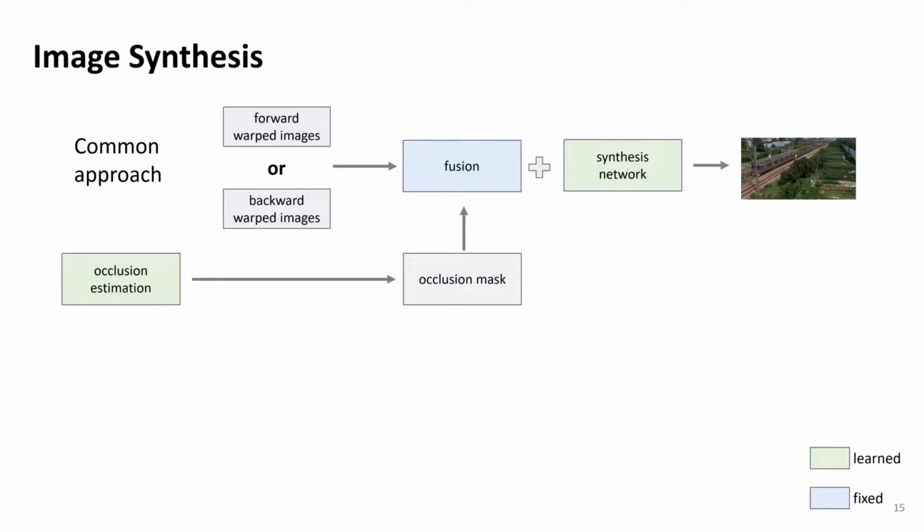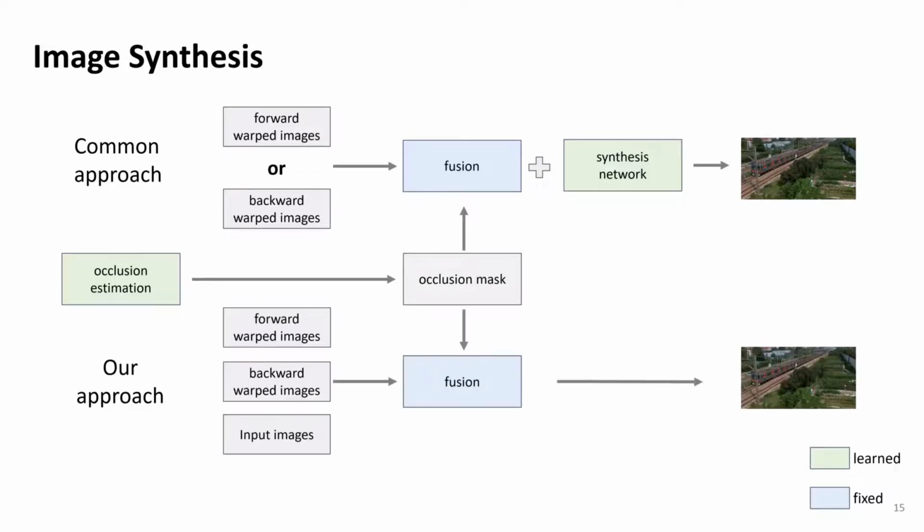A common approach to generate the final image is to either combine the forward warped images or the backward warped images with an occlusion mask and add a residual image to it, which is estimated by a costly synthesis network. However, we observe that the weighted combination of the intermediate warped images and the input images already gives a high-quality interpolated frame.